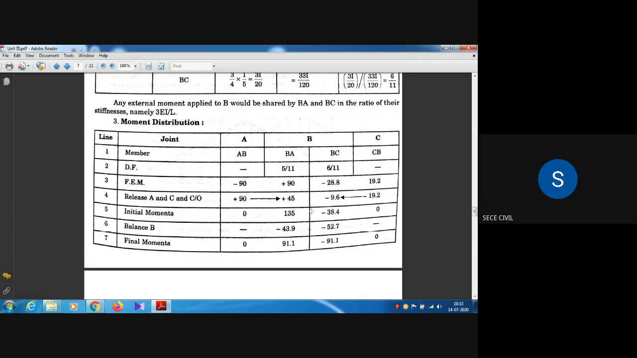The clockwise moment is more, so we have to apply minus 96.6. Where and how do we have to apply that minus 96.6? That is the question. We have to apply anti-clockwise, so that is why we calculated the distribution factor. So we have to use that distribution factor. The difference is plus, so we have to apply a minus value. So minus 96.6 into 5 divided by 11. What is the value?